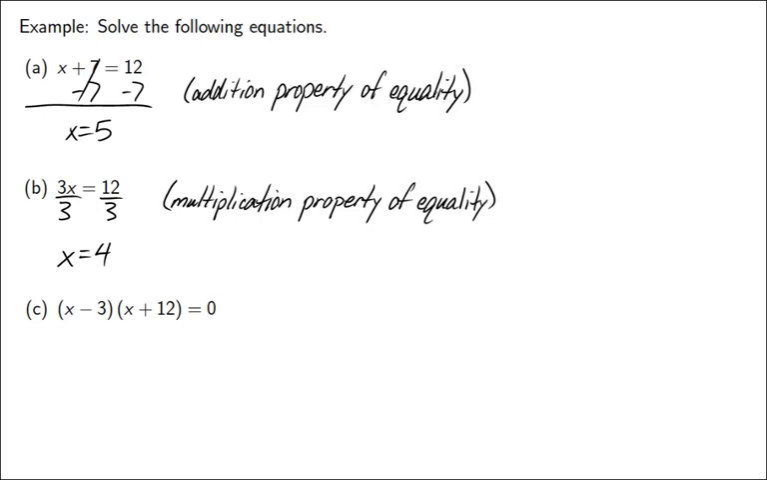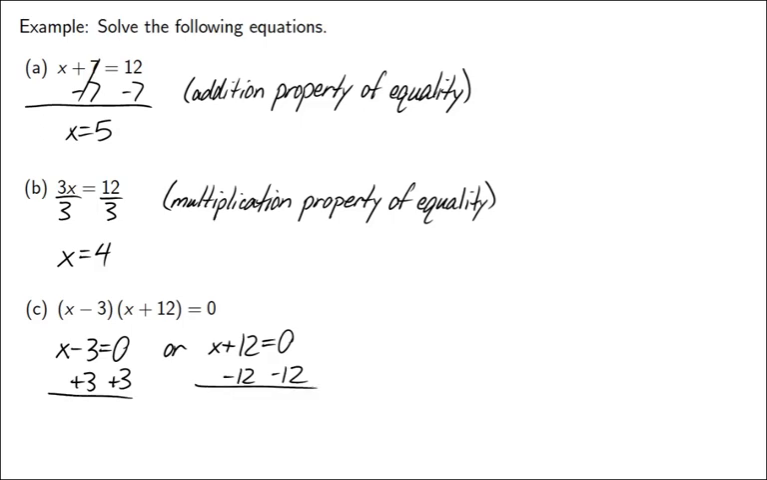Alright, and then for the next one, we can split this into two pieces because of the zero factor property. We get x minus 3 equals 0, or x plus 12 equals 0. Simply add 3 to both sides, and subtract 12 from both sides here and here, and we get x equals 3, or x equals negative 12. And so these are all of our solutions for these equations.